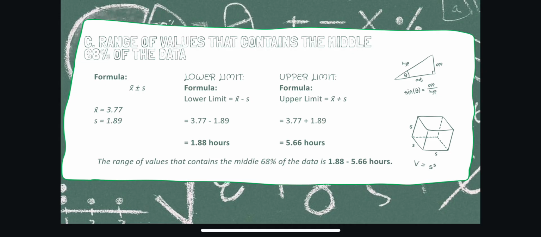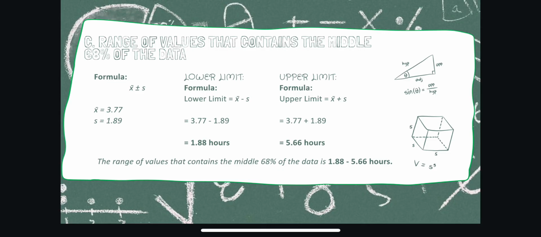For letter C, we determined the range of values that contains the middle 68% of the data using the empirical rule. This rule states that in a normal distribution, approximately 68% of the data falls within one standard deviation above and below the mean. From our previous calculations, the mean social media usage of the students is 3.77 hours, while the standard deviation is 1.89 hours.